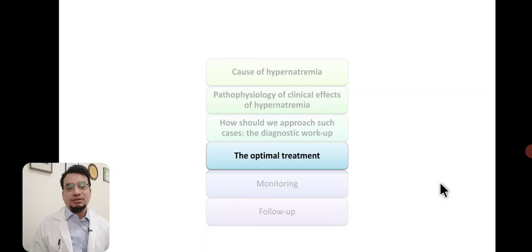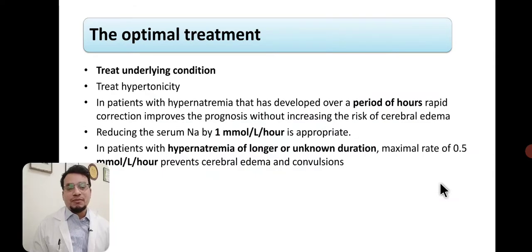Now, after finding out the cause of hypernatremia, simultaneously we should be able to treat the hypertonicity, apart from the underlying condition which is causing the hypernatremia. In patients with hypernatremia which has developed over a period of hours, up to 48 hours, rapid correction improves the prognosis. So we should be increasing the sodium at a rate of more than 1 millimole per liter per hour, up to 2 to 3 millimole per liter per hour can be done. But the overall correction should not be more than 12 millimole per day.